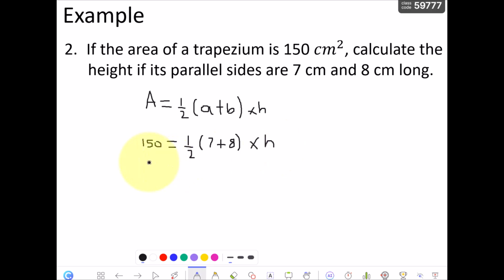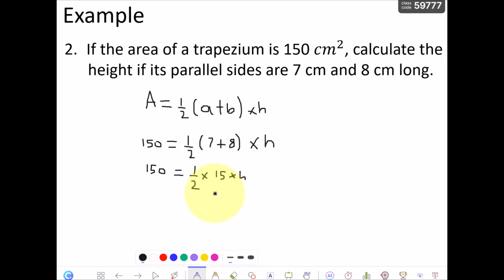So you know how to solve this now. 150 is what? You need to add your bracket, 7 plus 8. This will give us 15. So you get your 1 over 2 times 15, then times your h. You can see that it now looks like the area of a triangle after adding the two bases. So now that you are through with this, the next thing is for you to finish your calculation.